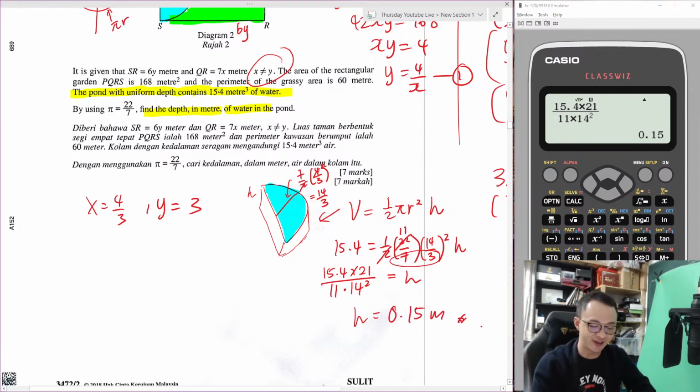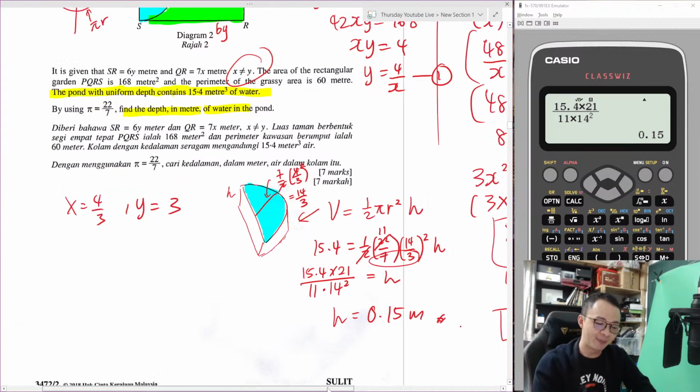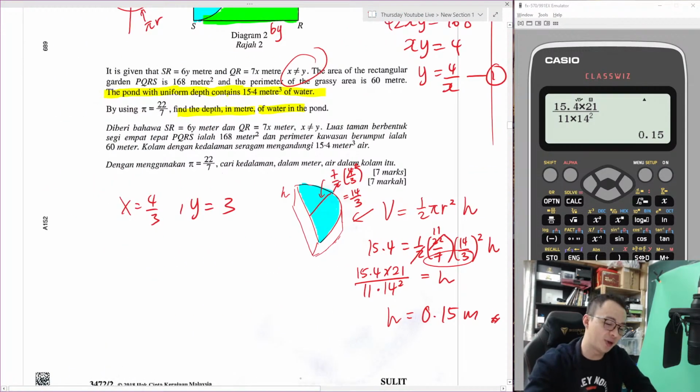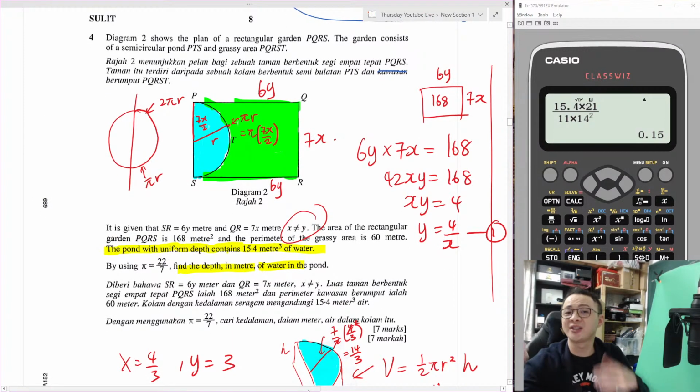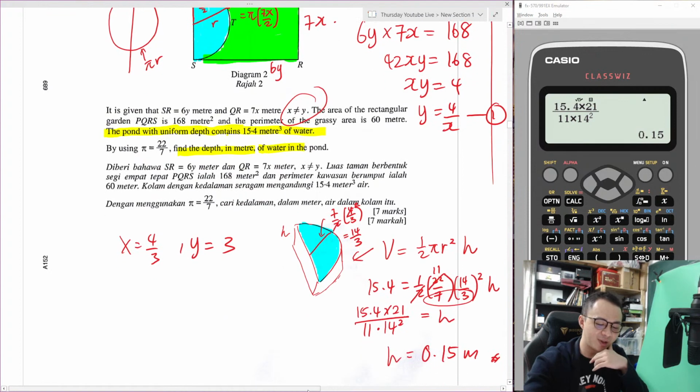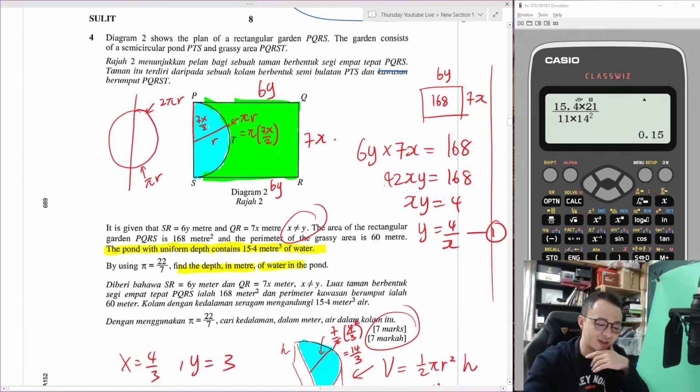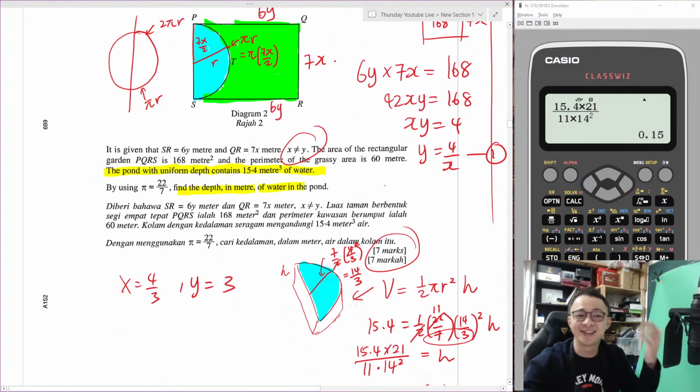Done. 7 marks. I believe this one is a simultaneous equation topic, or right now they actually call it system of equations. They're just trying to make this question look a little more complicated, which is why they give you 7 marks. But if you understand the logic and you don't make the carry mistake like I did, then you should be able to score this 7 marks easily.